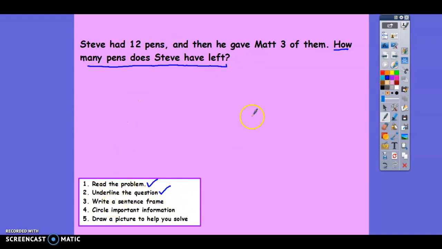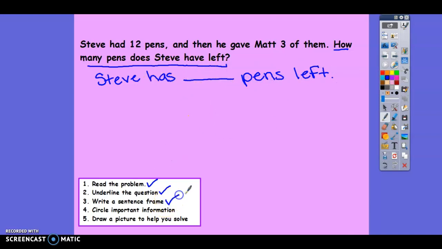So when I write a sentence frame, I can take this question. How many pens does Steve have left? Steve has blank pens left. So after I'm done, I can come back and fill my answer in. So I've written my sentence frame. Really, boys and girls, this is a very quick way to do this. You see, we've already gotten 3 out of the 5 steps done. We're doing an awesome job. So my next one is to circle that important information.